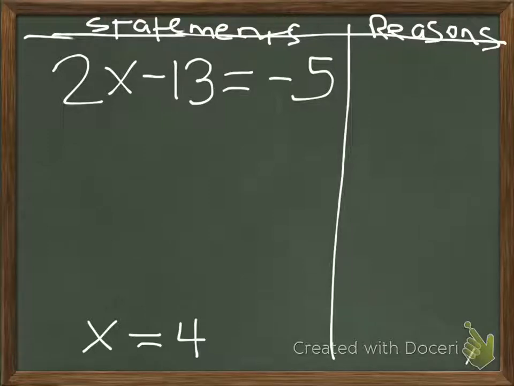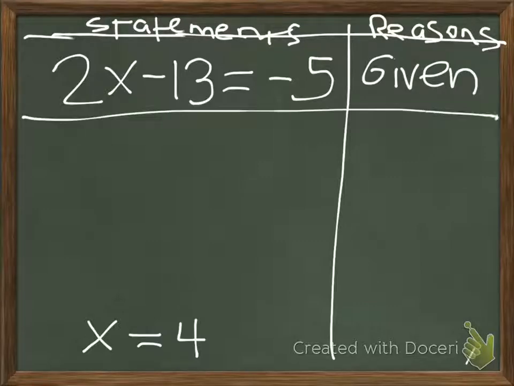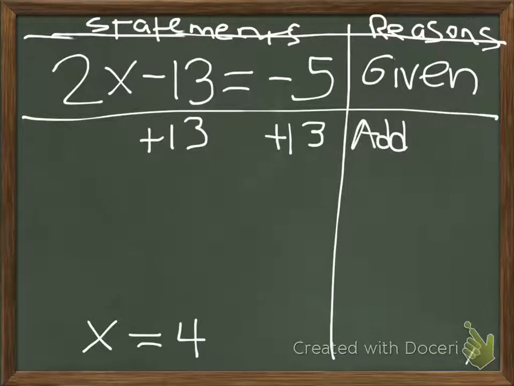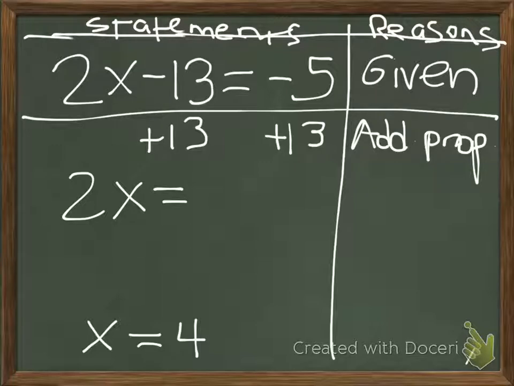For the first statement, since they gave us this, we're going to put as our reason given. And then we're going to think of how we are going to get x by itself. Well, we're going to have to add 13. And since we're adding, this is going to be the addition property of equality. And that's going to give us 2x equals 8.